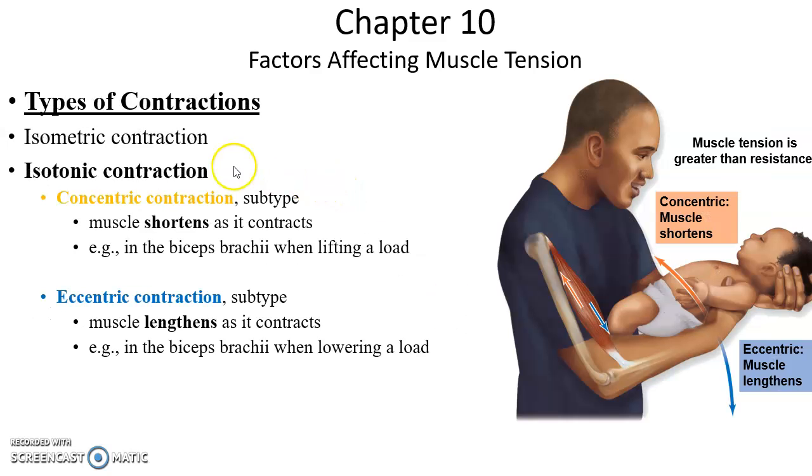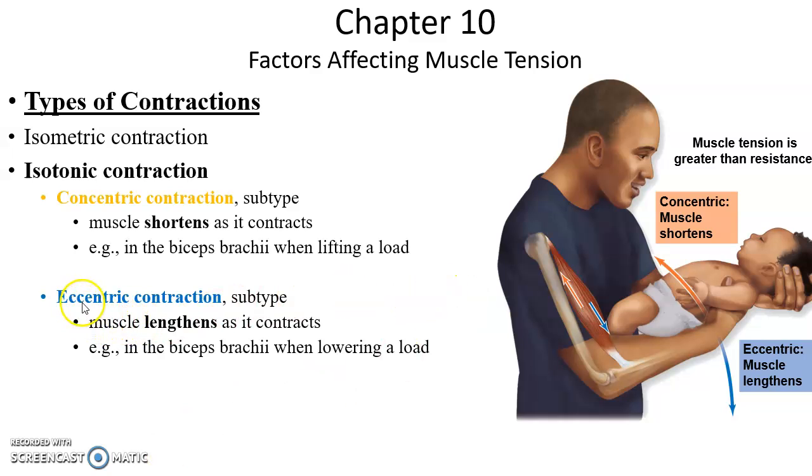We can break isotonic contractions into two smaller categories. So there's concentric isotonic contractions and eccentric isotonic contractions. In concentric isotonic contractions, the muscle shortens as it contracts, as it generates tension and force. So for instance, this man, his biceps brachii is contracting, getting shorter as he moves the infant up to him to give it a kiss or something.